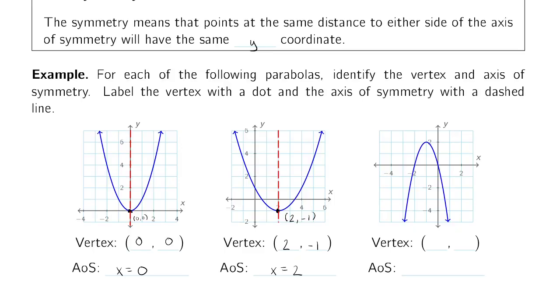Finally, this last parabola is upside down. Its vertex is at negative 1, 2. The axis of symmetry is the vertical line that passes through the vertex. So I'm just drawing this dashed vertical line passing through the vertex. And the equation of that line is x equals negative 1.